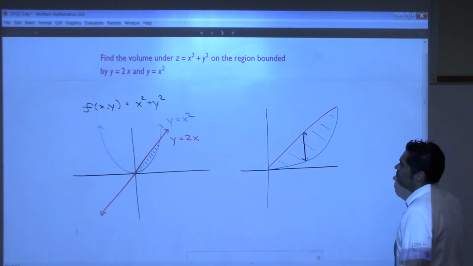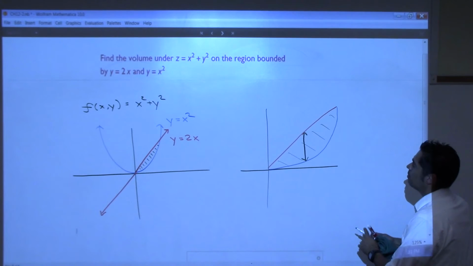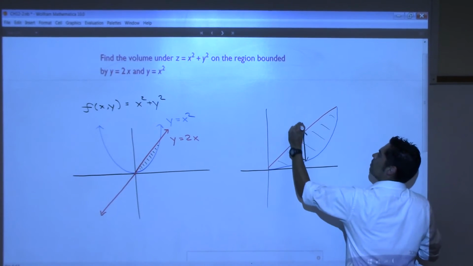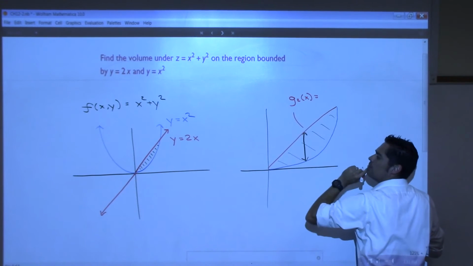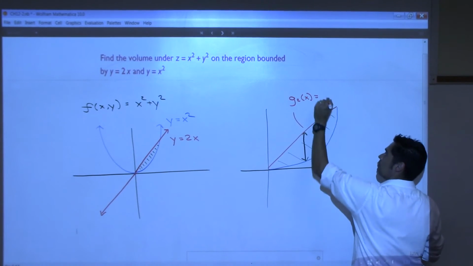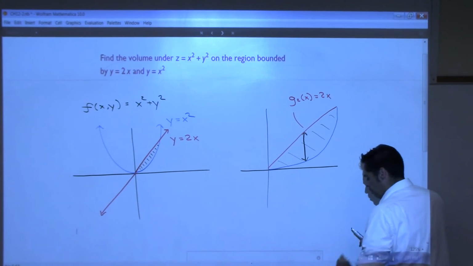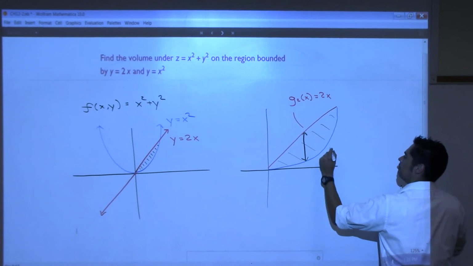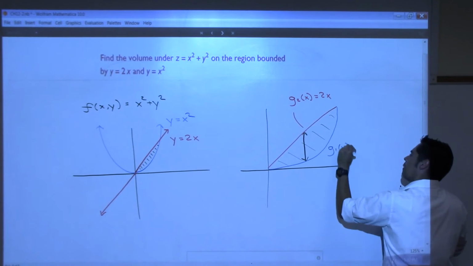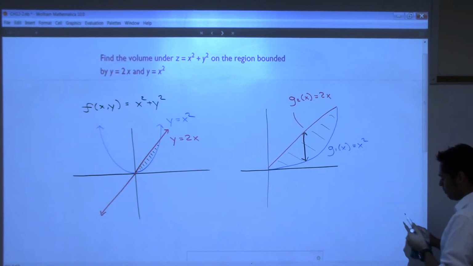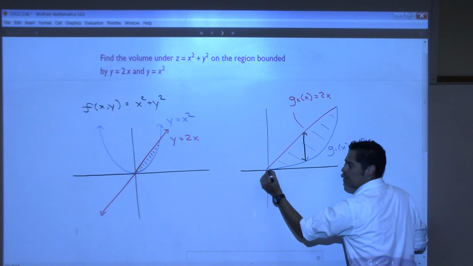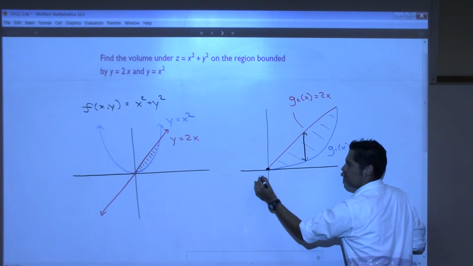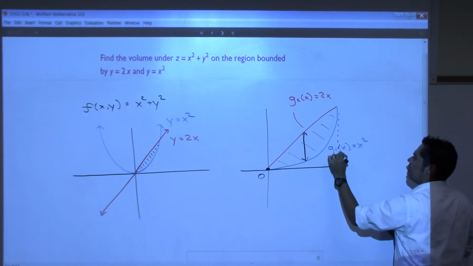Okay, so what's the top function written as a function of x? g sub 2, and that's 2x. And then g sub 1 is the one on the bottom, and that's your x squared. What still remains to be found? The intersection. Now this one I think we can all agree we don't need to go find, right? 0. But we do need this one.